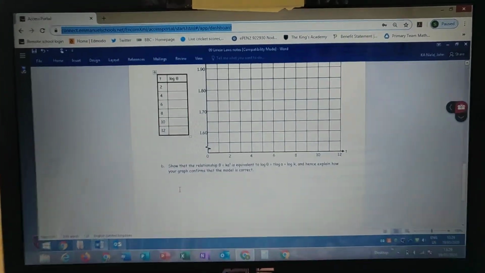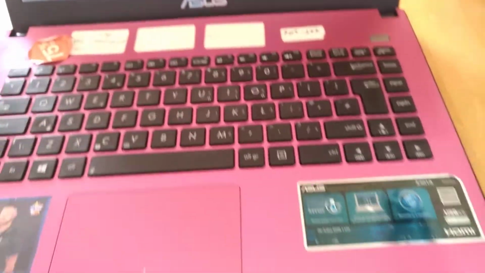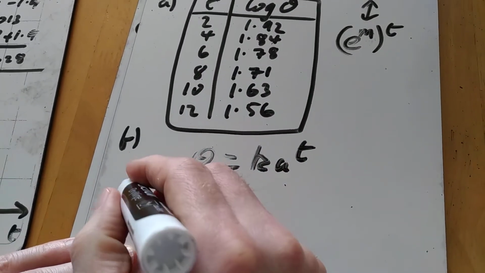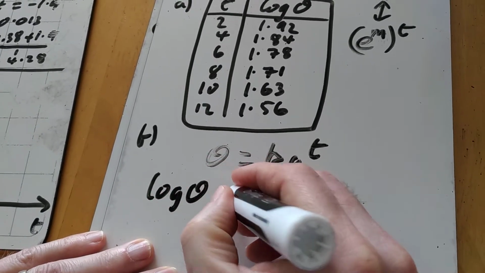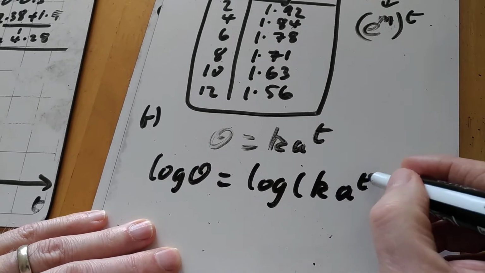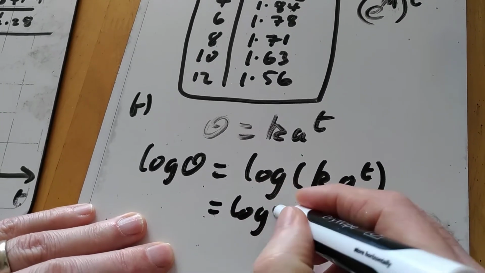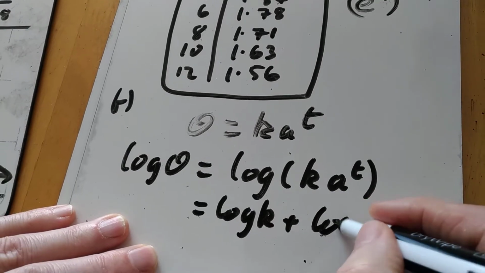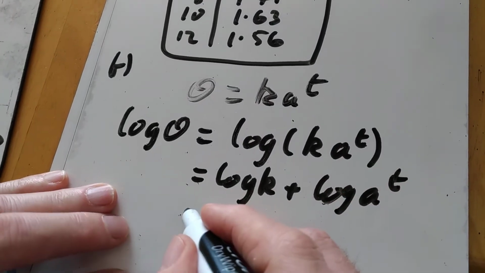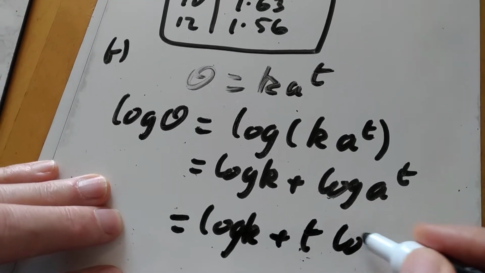Part B says, show that the relationship is equivalent to this log equation. Well, same as before. If I've got my theta equals ka to the power t, I could take logs of both sides. So log theta equals log of k times a to the power t, and as before, the power has got nothing to do with the k. So when I split it up, I get log k plus log a to the power t. Yet again, the power I can bring down to the front using the rules of logs, rules of powers, and I get log k plus t log a.